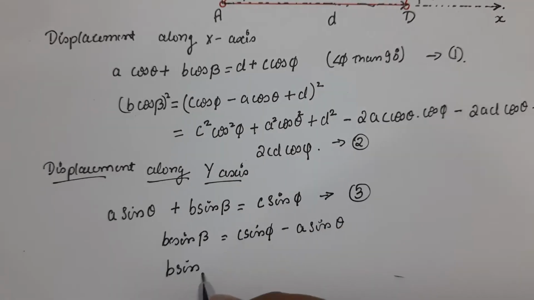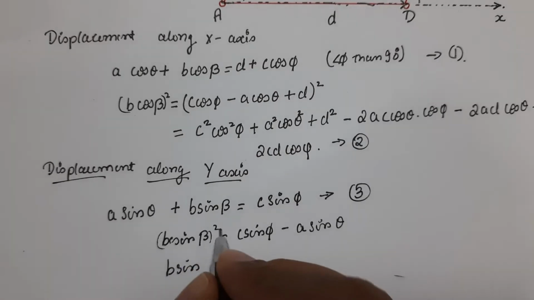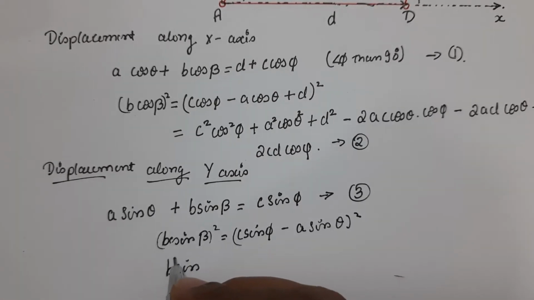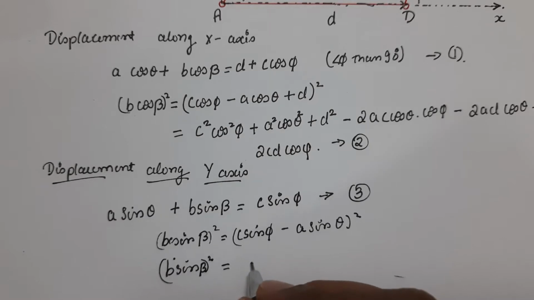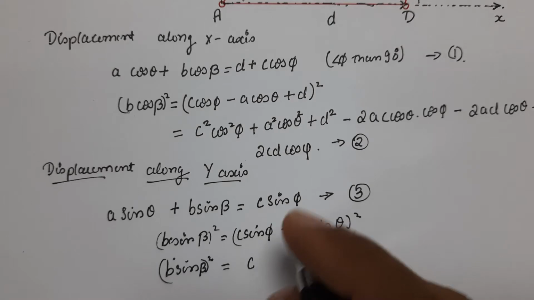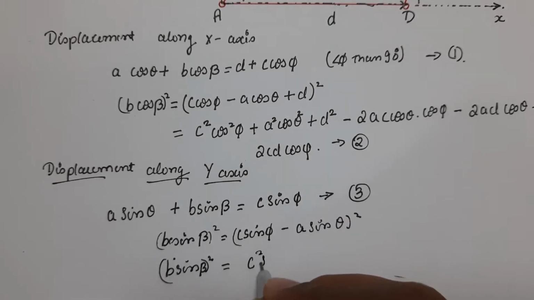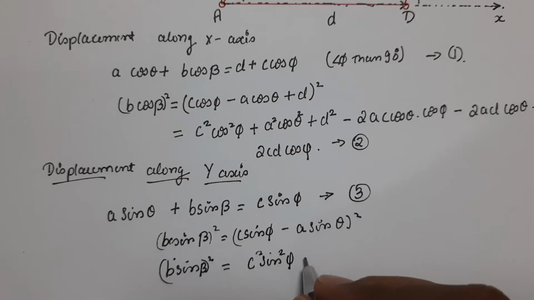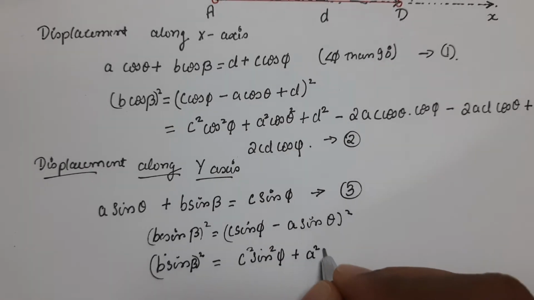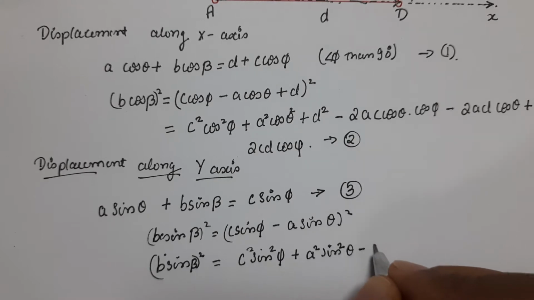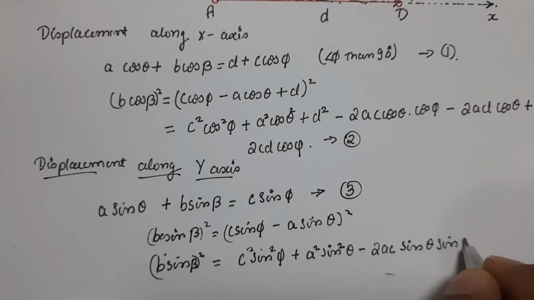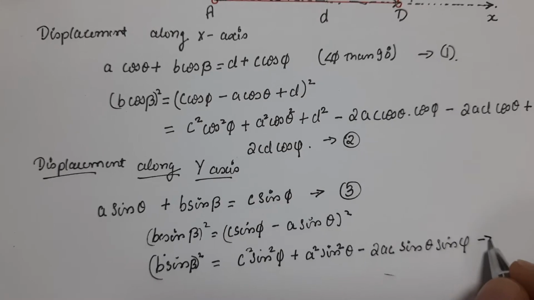So this equation we will take as equation 3. Okay, and this equation squaring on both the sides will get B square sine square beta is equal to C square sine square phi plus A square sine square theta minus 2AC sine theta sine phi. So this will be equation 4.